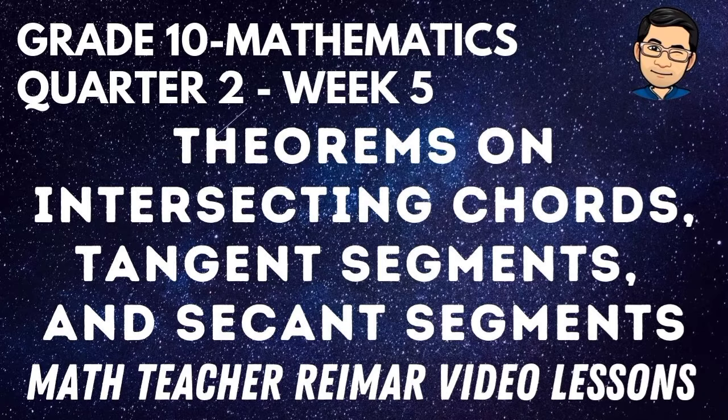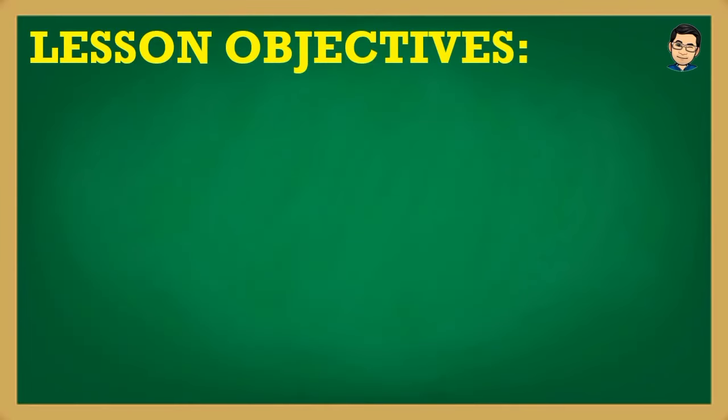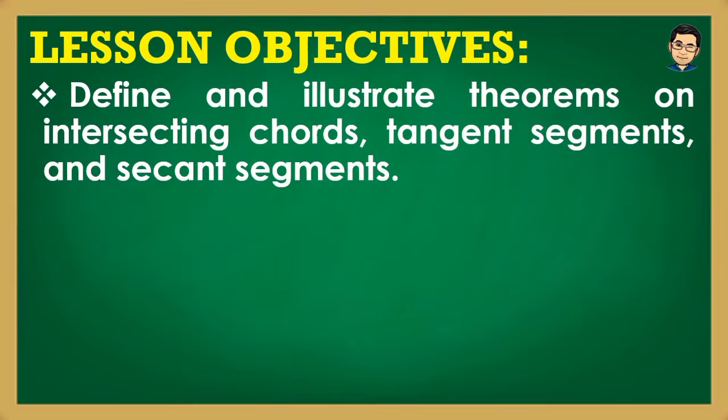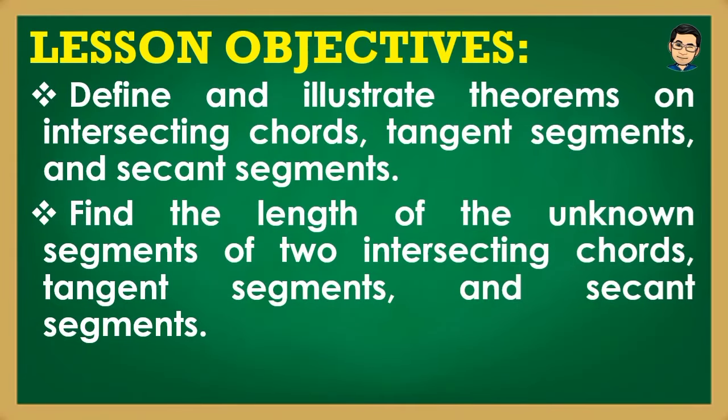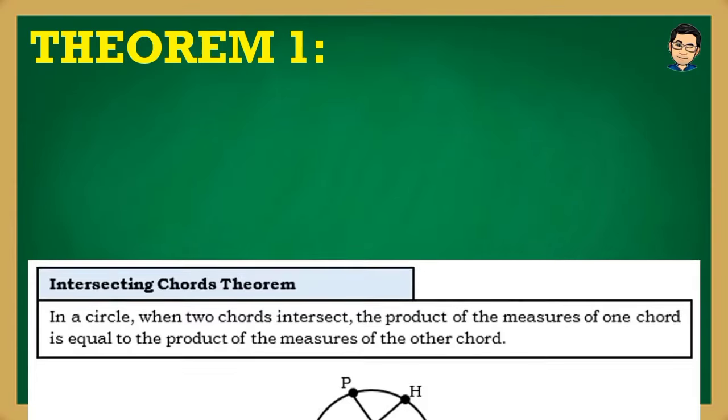So after we've discussed theorems on angles formed by tangent lines and secant lines, for this video lesson we will be discussing theorems on intersecting chords, tangent segments, and secant segments. For the lesson objectives, we will define and illustrate theorems on intersecting chords, tangent segments, and secant segments. And then, we will find the length of the unknown segments of two intersecting chords, tangent segments, and secant segments. So let us have the first theorem.